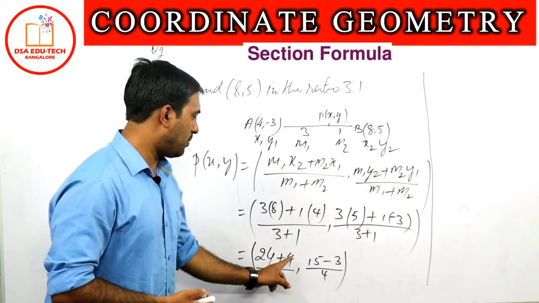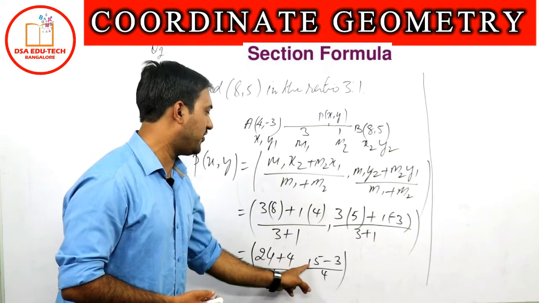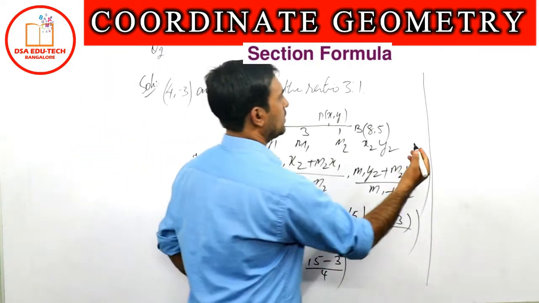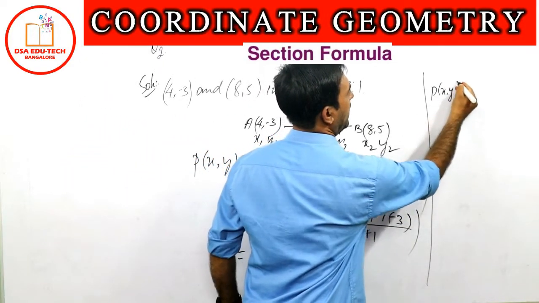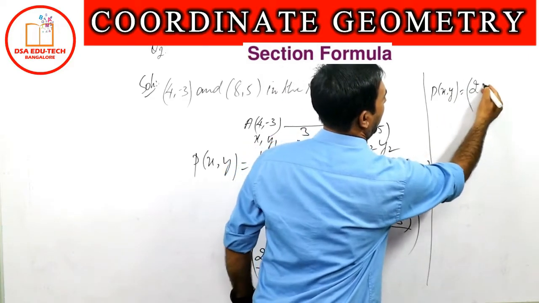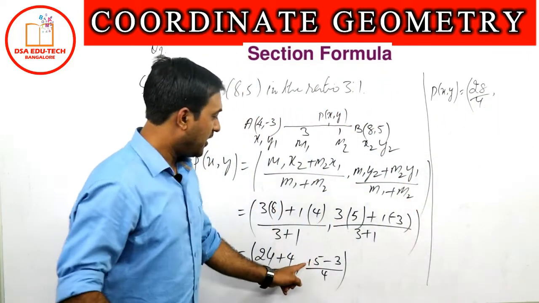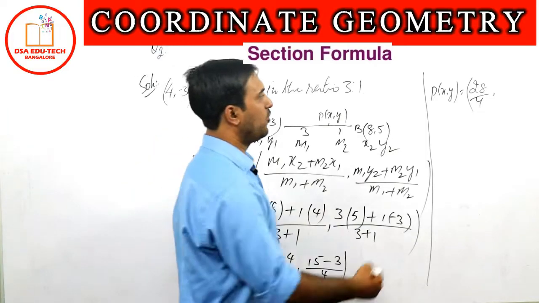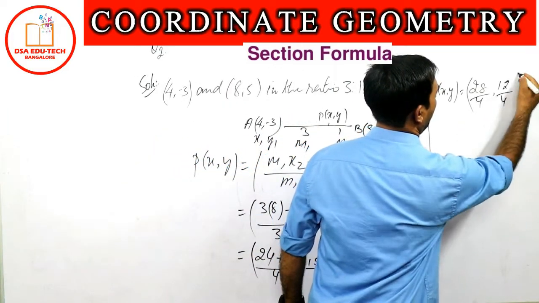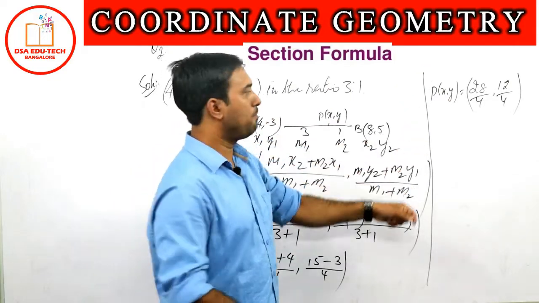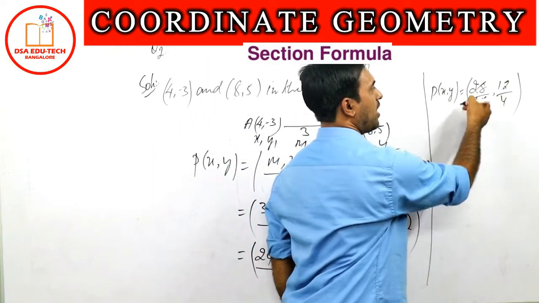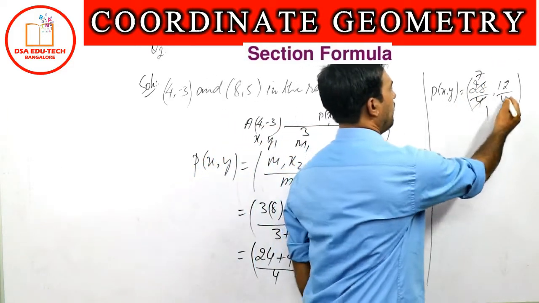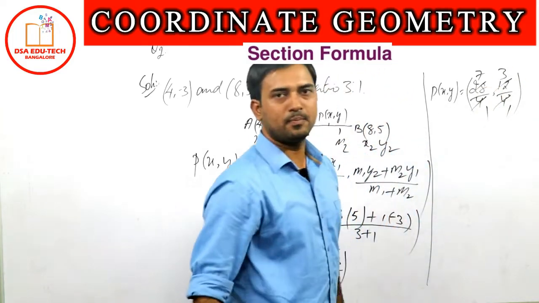So 24 plus 4 divided by 4, comma, 15 minus 3 by 4. 24 plus 4 is 28. So P of x comma y equals 28 by 4, comma, 15 minus 3 is 12, so plus 12 by 4. Now you can see we can divide these numbers. 4 ones are 4 and 4 sevens are 28. 4 ones are 4, 4 threes are 12.